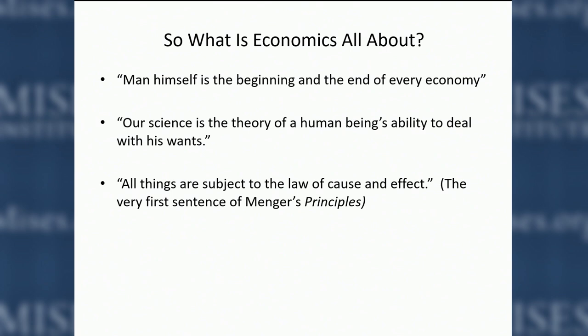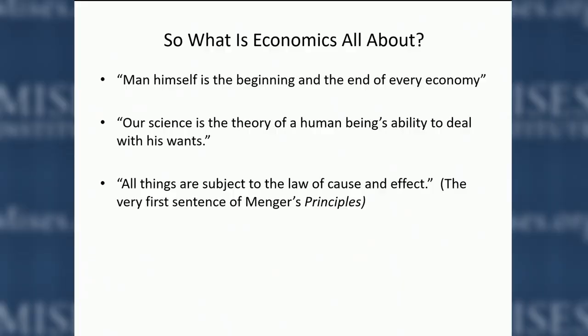So before he wrote his book, he wrote out a number of notes for himself, which constituted the core of his book. So he wrote, quote, man himself is the beginning and the end of every economy. So he's starting with man, and specifically man's wants, which is in the second bullet point. Our science is the theory of human beings' ability to deal with his wants. It's not the science of wealth, okay? It's not the science of costs of production, of business action. That's explained in the science, but it's focused on human wants.